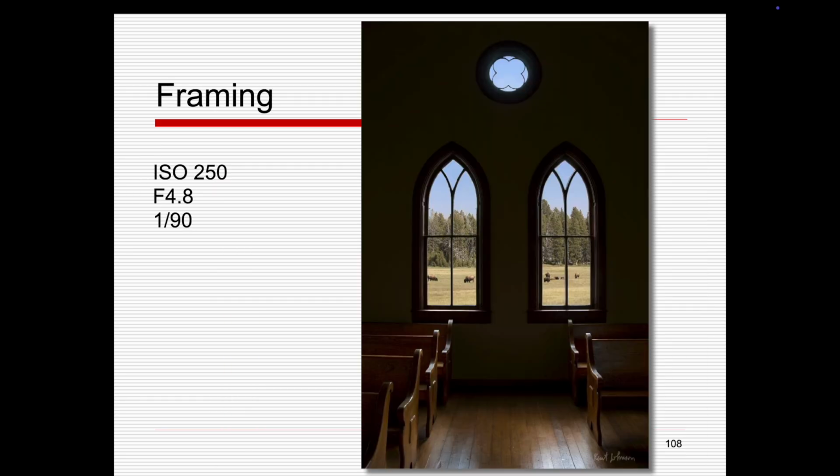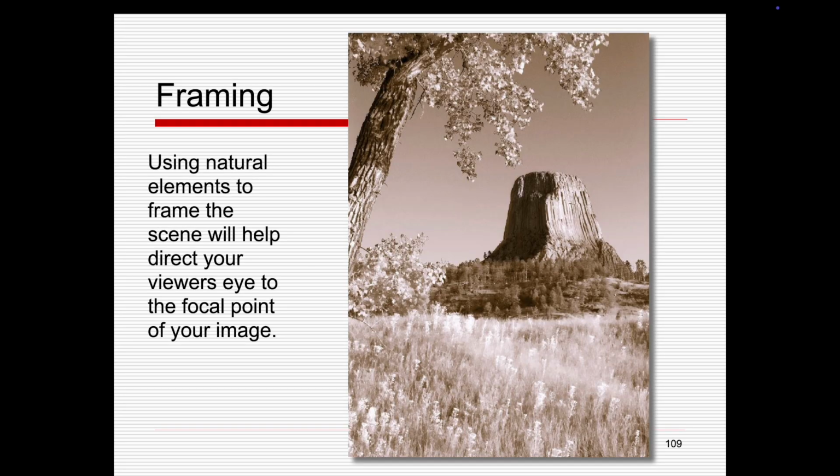Here's an example of framing. The light was pouring in these church windows, falling on the pews. Love the Gothic windows. I wanted to put something out here that mimicked the Gothic windows, hence this scene that I put in the windows, because the original scene was cluttered and crowded and you really couldn't see the windows at all. This is an example of framing as well.